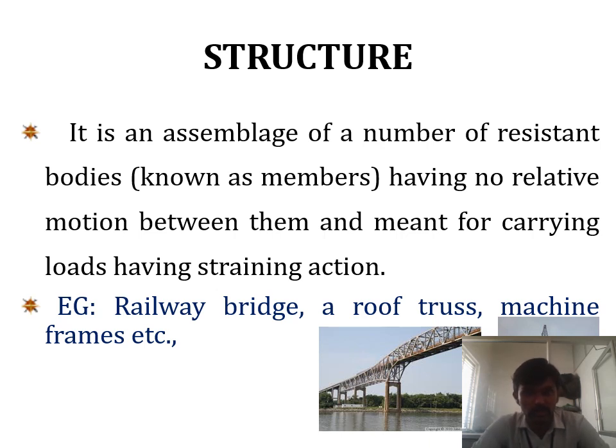Next one is structure. A structure is an assemblage of a number of resistant bodies, known as members, having no relative motion between them and meant for carrying load. So it is used only for carrying load. Examples are a railway bridge, roof truss, machine frames, etc.